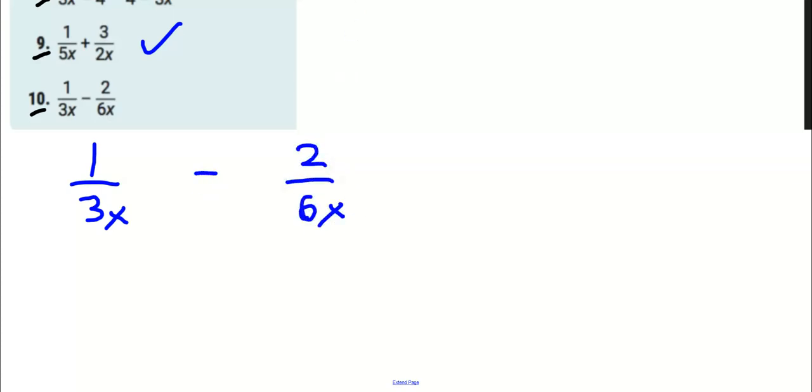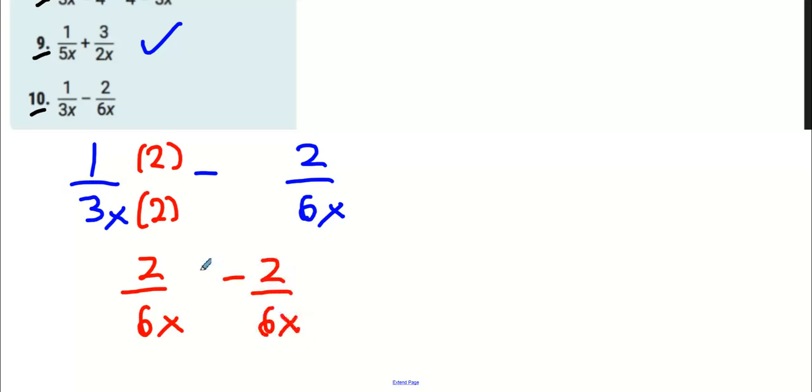I'm going to change the 3x into 6x. I need to multiply top and bottom by 2. 2 times 1, 2. 2 times 3x, 6x. And 2 over 6x minus 2 over 6x. 2 minus 2? 0 over 6x. Now, it doesn't matter what's on the bottom. The answer is 0. Because 0 divided by anything is 0. So it doesn't matter. The answer is 0.